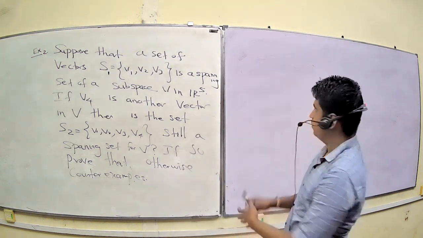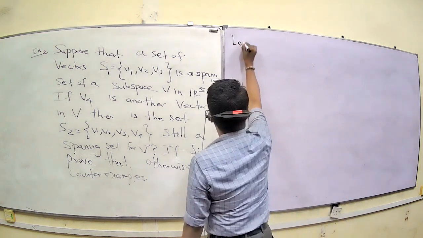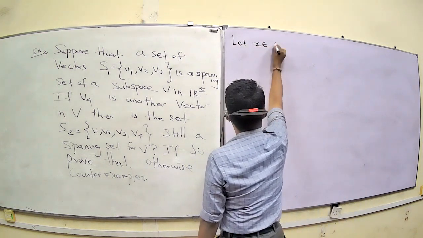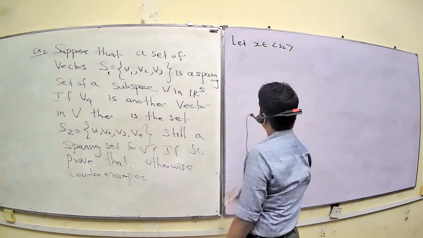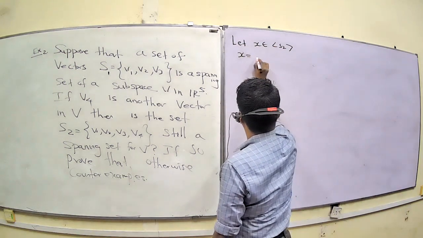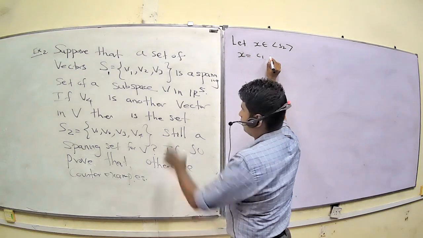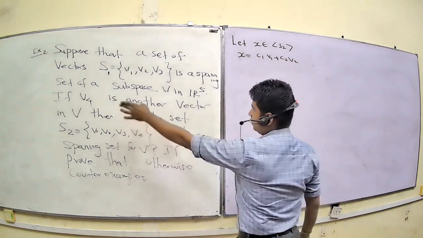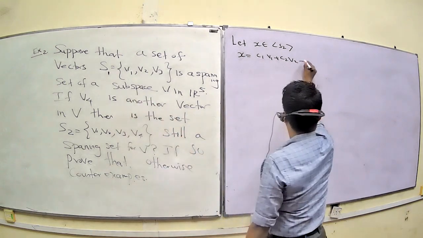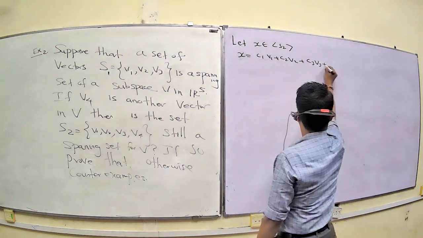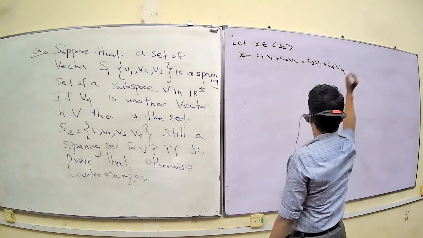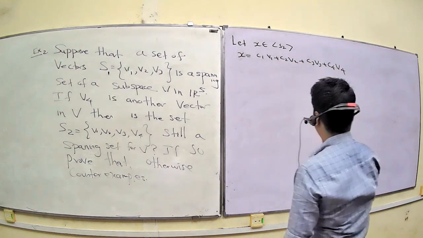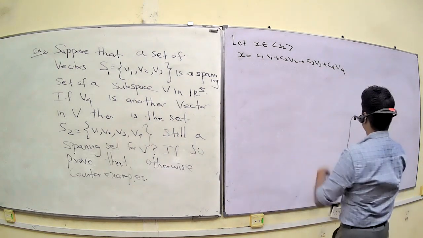Let X belong to span of S2. Then you can write X as a linear combination of vectors. You can put C1 V1, C2 V2 for S2, C3 V3, C4 V4, where C1, C2, C3, C4 are scalars.